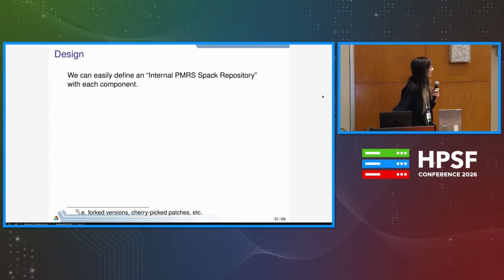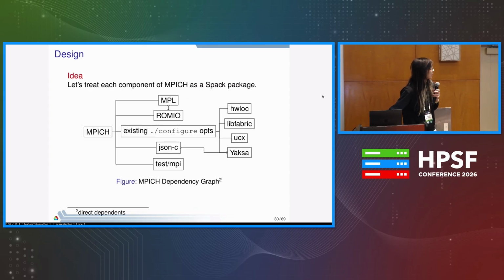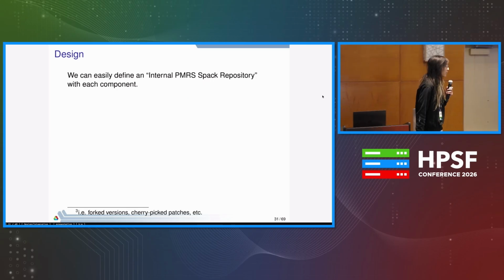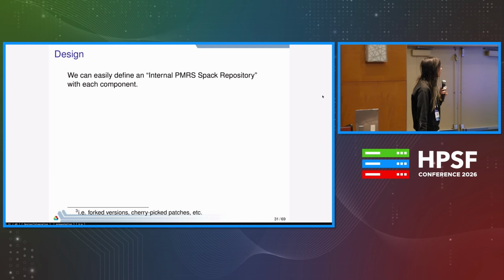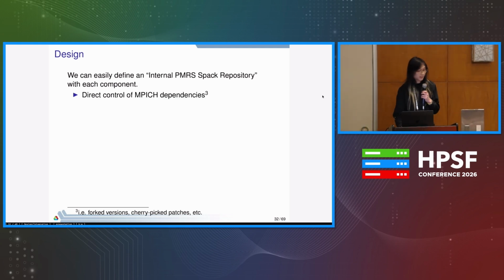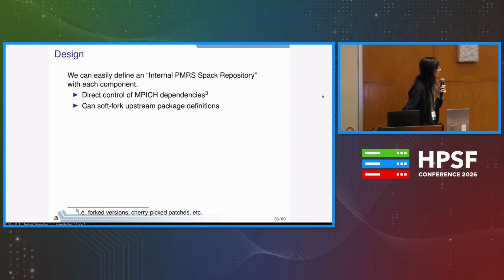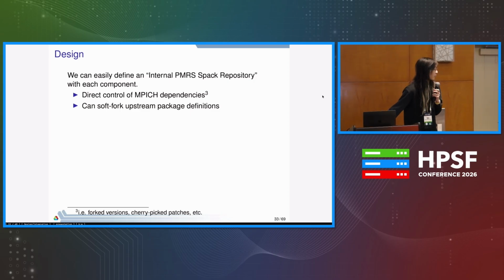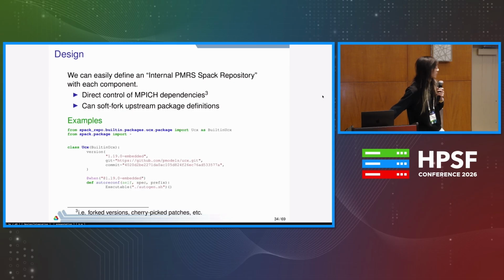So our idea was that we could take these components, make individual packages for each one, and in fact, most of them are already prepackaged by Spack in Spack packages. So we could take the upstream package definitions and more or less soft fork them, or inherit them as a child class, and that allows us to have some direct control over MPICH's dependencies.